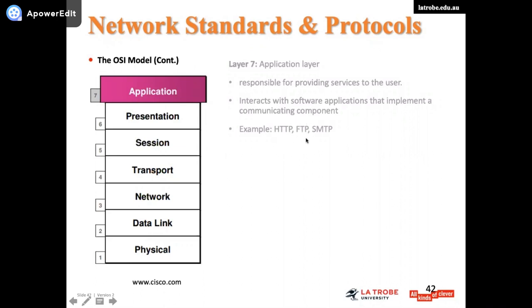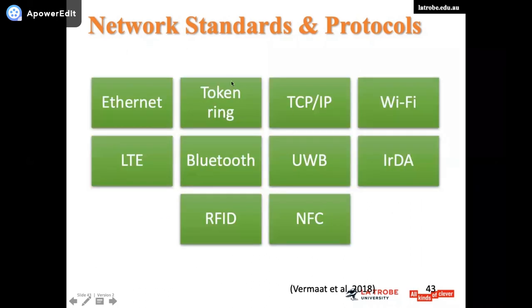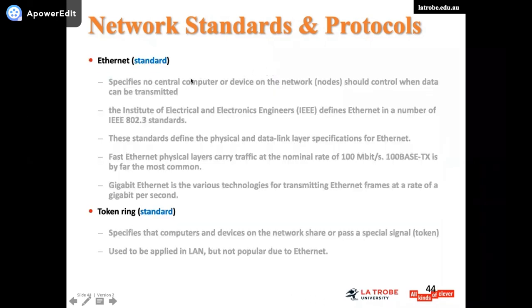And now let's look at some well-known protocols in our computer networks. First is Ethernet. Ethernet has been widely used in our daily life, so I don't have to introduce it. Ethernet specifies that no central computer or device on the network should control when data can be transmitted.